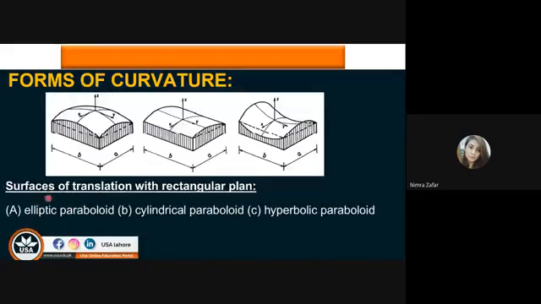Okay, now you can see the surfaces of translation with a rectangular plan. So this is the first example, an elliptical paraboloid. This is cylindrical paraboloid. You can see this shape. And this is hyperbolic paraboloid.